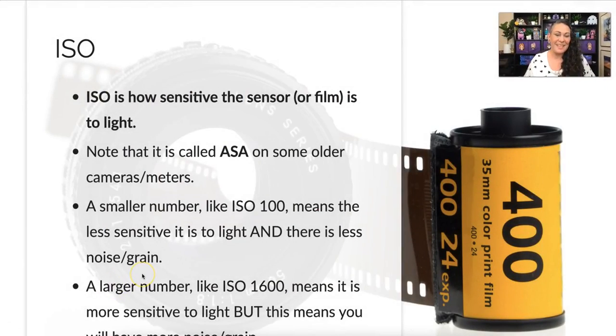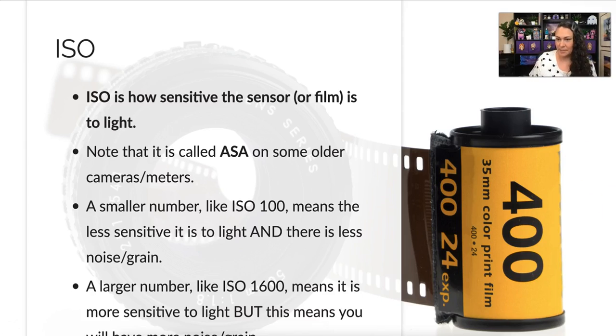Let's get to it. ISO is how sensitive the sensor or film in your camera is to light. Just a quick note that with older cameras and meters, it is sometimes called ASA. So just FYI, if you happen to pick up an old camera and you're like, there's no ISO, yeah, it's ASA instead. Anyways, a small number like ISO 100 means that the film or the sensor is less sensitive to light and there's going to be less noise and grain.